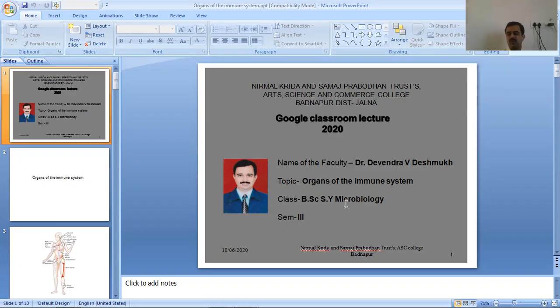Now, what is the function of secondary lymphoid organs like spleen or MALT, GALT, Peyer's patches? The function is to interact with that particular antigen, or to trap that antigen, process it, and show it to the immunological system. So that is the function of the secondary lymphoid organs.